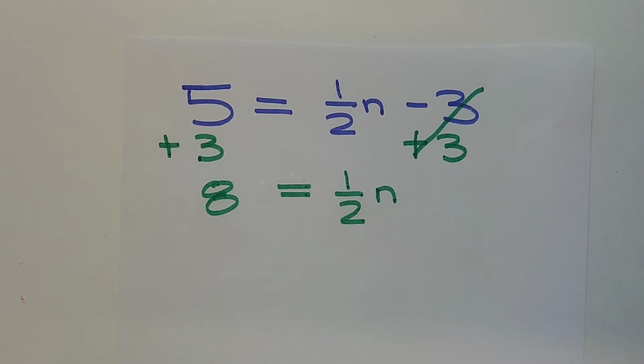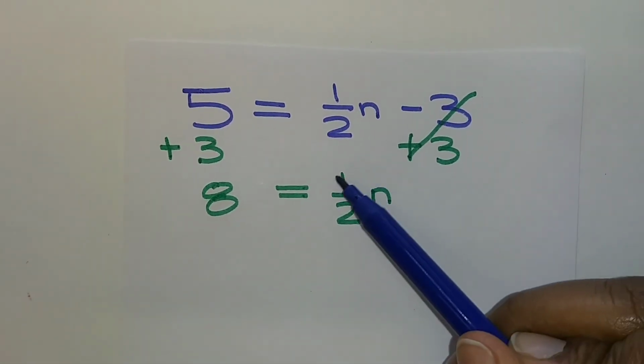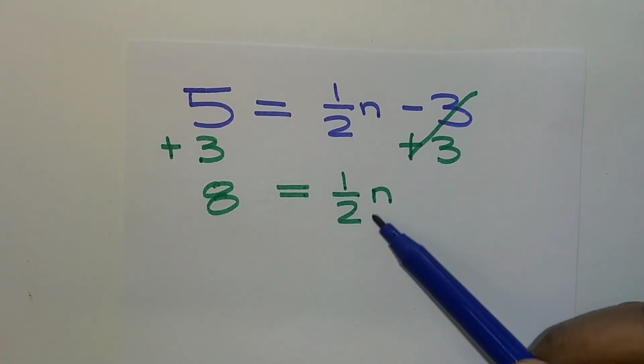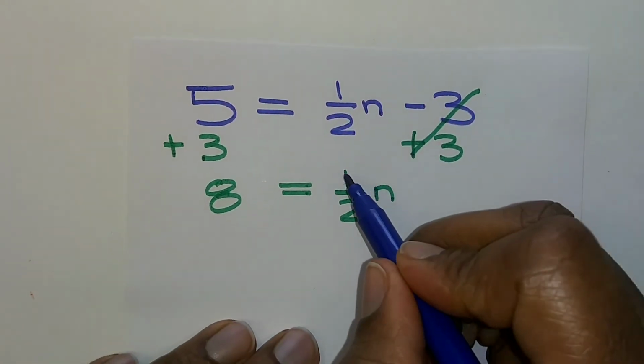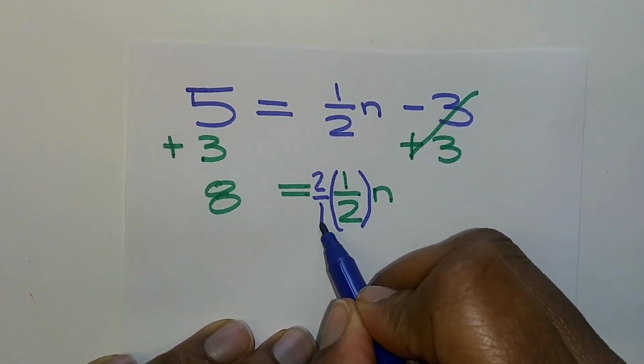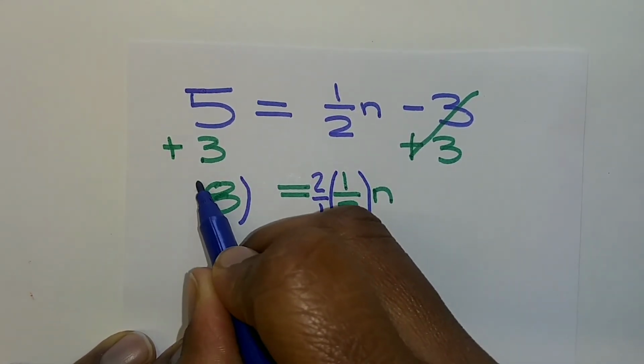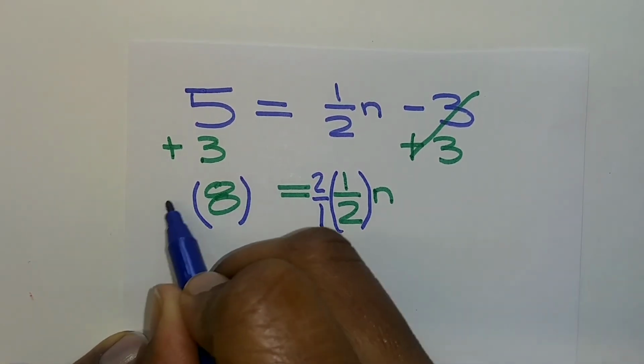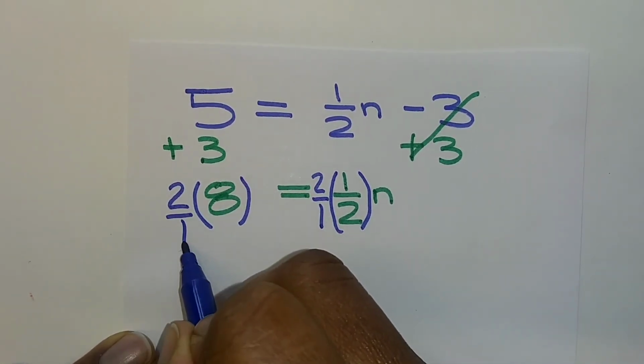Now, you have to get rid of this coefficient. The coefficient is the number that's in front of your variable. It's 1/2. You do that by doing the reciprocal of 1/2, which is the same as multiplying it by 2/1. So that means I need to multiply this side by 2/1.